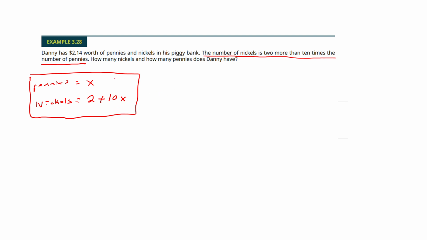Okay, so now that we have the more difficult one set up, it stays the same. A penny is worth 0.01, and we have nickels is 0.05. Now, just because in algebra we normally write this the other way with the x leading, I'm going to flip this around, but it's the same thing, and that's $2.14. Okay, so I've got 0.05 times 10, 0.5x.